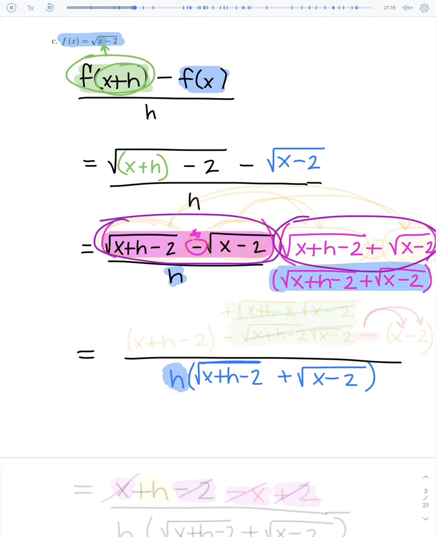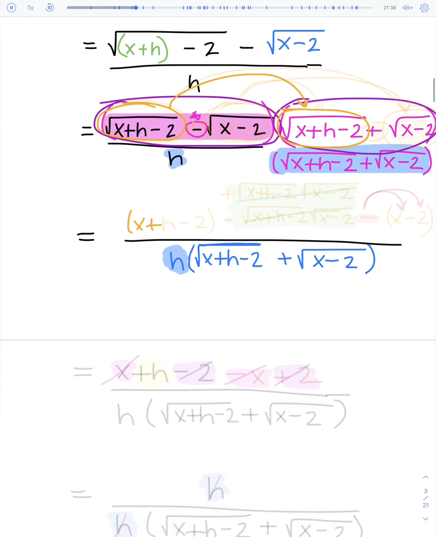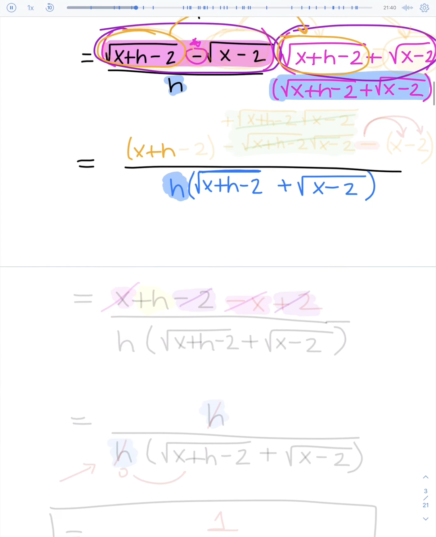So the first thing when we're FOILing is the square root of x plus h minus 2 times the square root of x plus h minus 2. Those two will get multiplied together. That looks awful, but they're the same square root. What happens when you multiply two identical square roots is that the roots disappear and you're just left with whatever's underneath. So we'll just have the x plus h minus 2. That wasn't too bad.